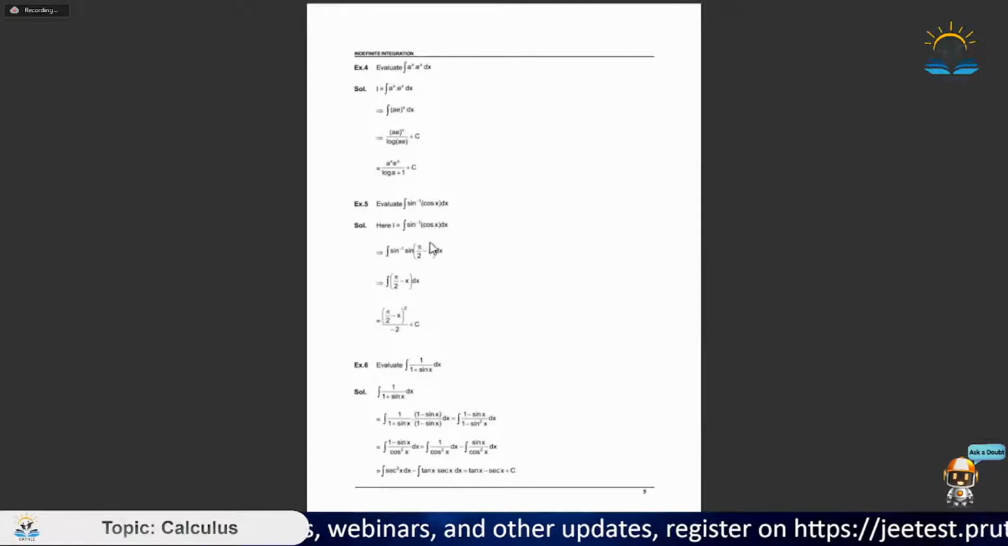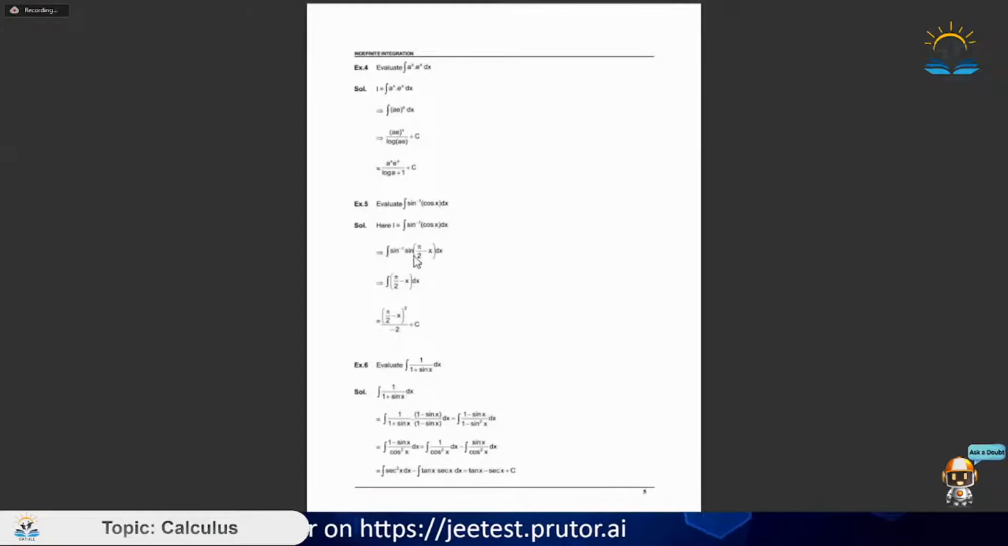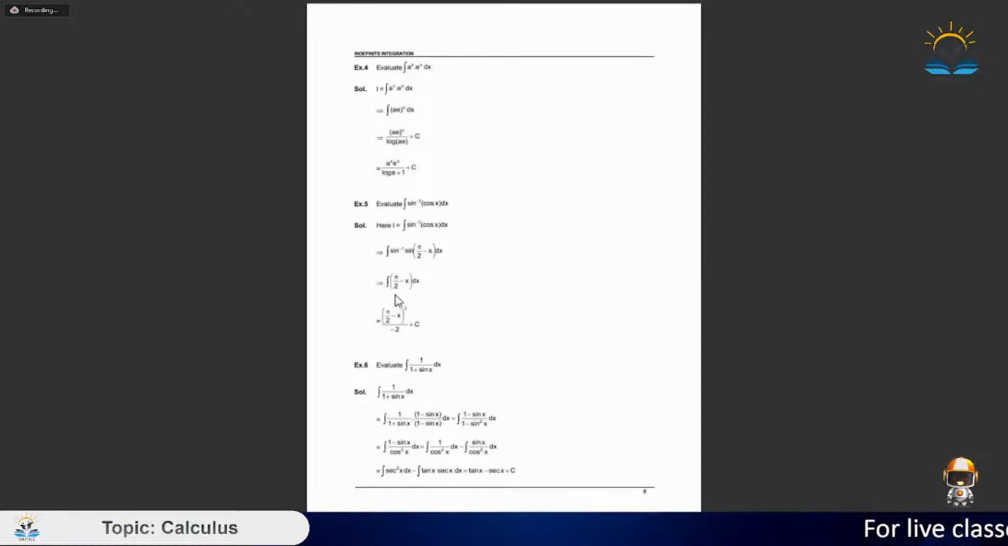So what we will do is we will use inverse trigonometric concepts here, and we will write cos x as sine of pi by 2 minus x. What is sine inverse sine theta? Sine inverse sine theta is theta. So sine inverse sine of pi by 2 minus x is pi by 2 minus x dx. Now we have come to a simple integration, pi by 2 minus x dx.